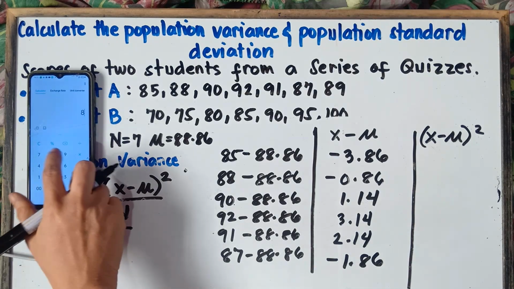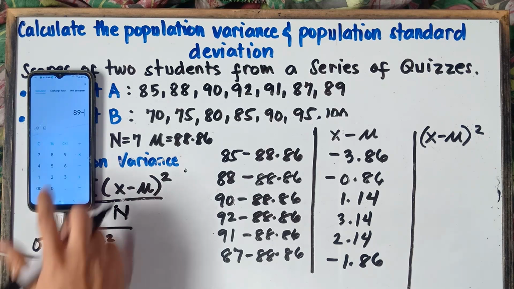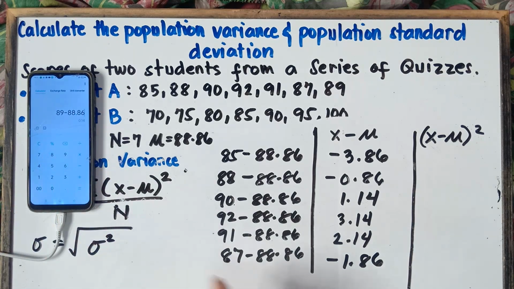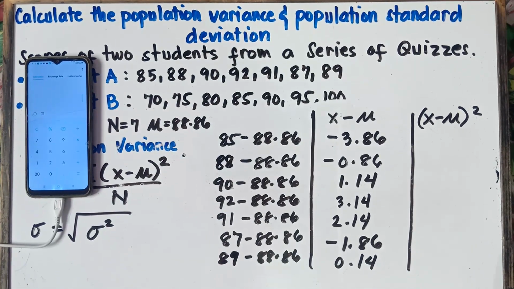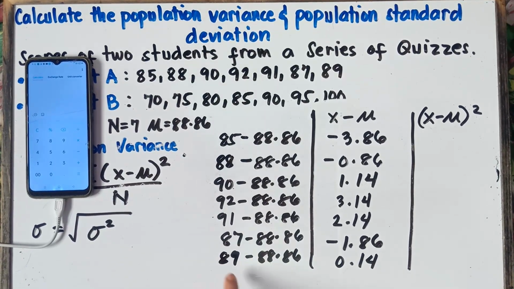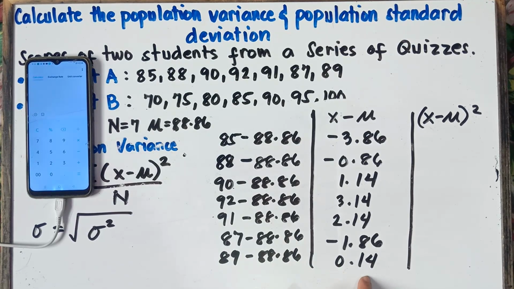And then last step, 89 minus 88.86. That will be equal to positive 0.14. So 1, 2, 3, 4, 5, 6, 7. Yup, we're all set. We don't have enough space, class. So once again, 89 minus 88.86, the answer is 0.14.